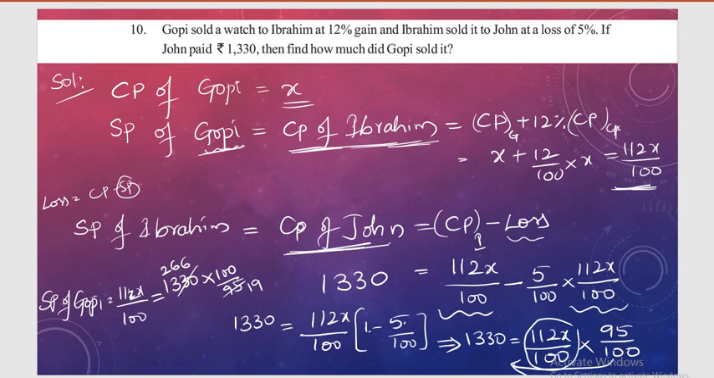Next 266. Again in the 19 table, 19 ones are 19. So if I take 19, I am left with 7. In the 7 table, 76 means it takes 14. So 14 times. So 14 into 100 is nothing but 1400. So the selling price of Gopi is nothing but 1400 rupees. So he has sold the watch for 1400 rupees, right?